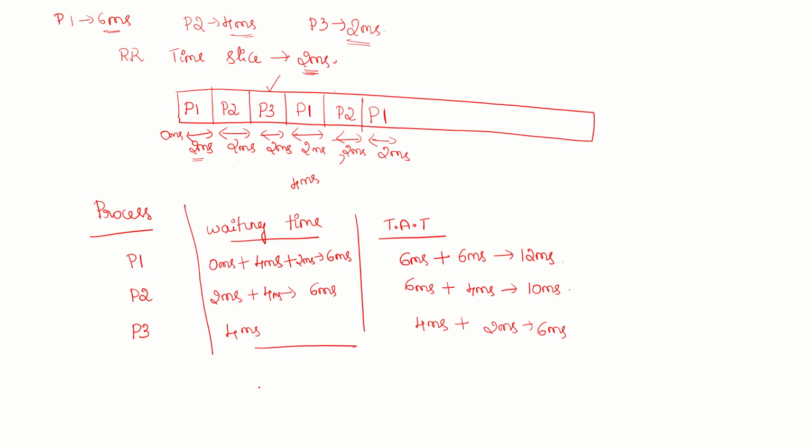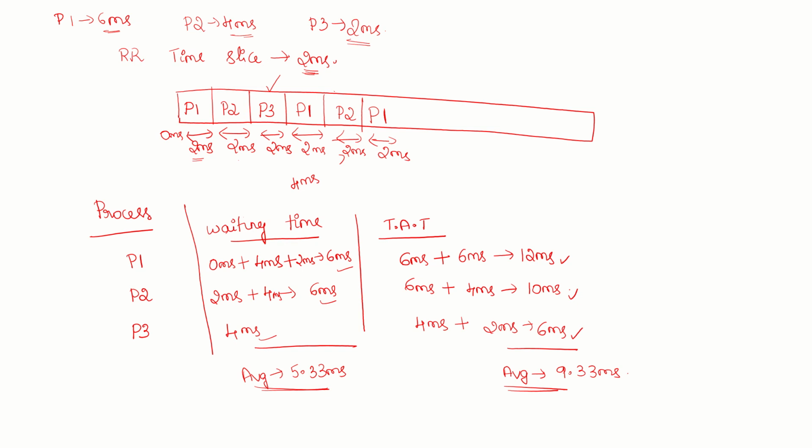Now if I take the average of 6, 6, 4, I will get 5.33 milliseconds. Whereas here if I consider 12 milliseconds, 10 milliseconds, 6 milliseconds, the average of the three values will come around 9.33 milliseconds. Okay, now moving to the last scheduling algorithm.